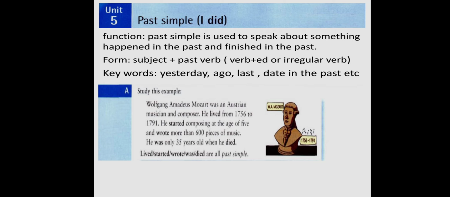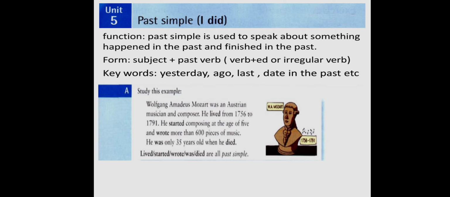Suppose you want to tell a story that happened 1 year, 2 years, 3 years ago, you use past simple. Suppose you want to say what happened with you yesterday, you use past simple. So it can be used for a close past like yesterday, and it can be used for an ancient or old past, a long time ago. So we use it for actions that are finished in the past.